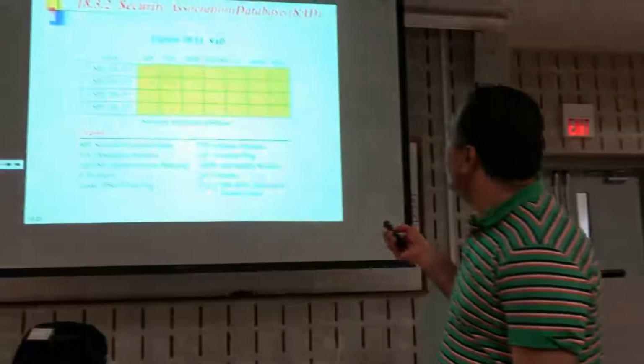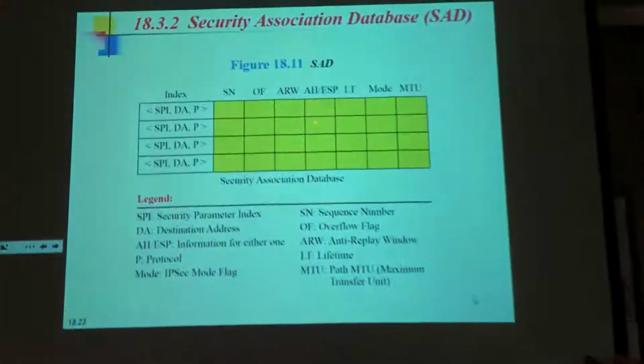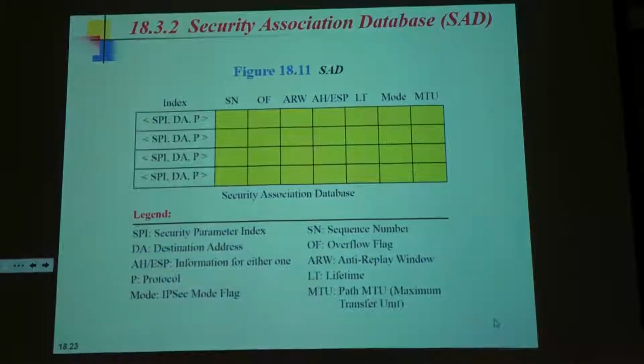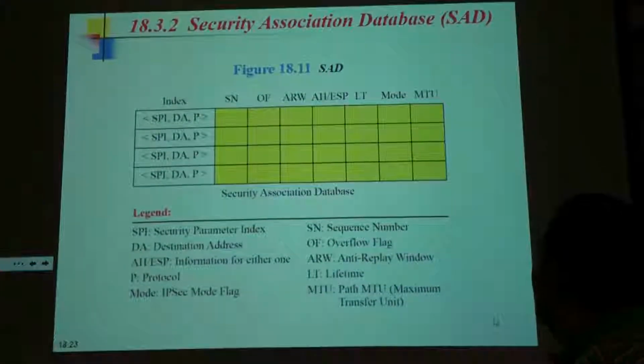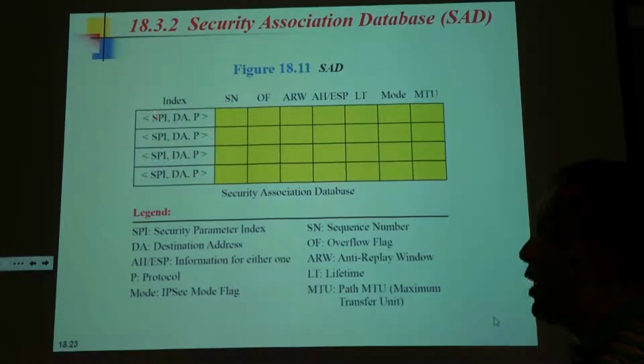So when you look in here, security association, SAD, it's like a database, all right? So for example, when you look in here, it will have SPI. What is SPI?